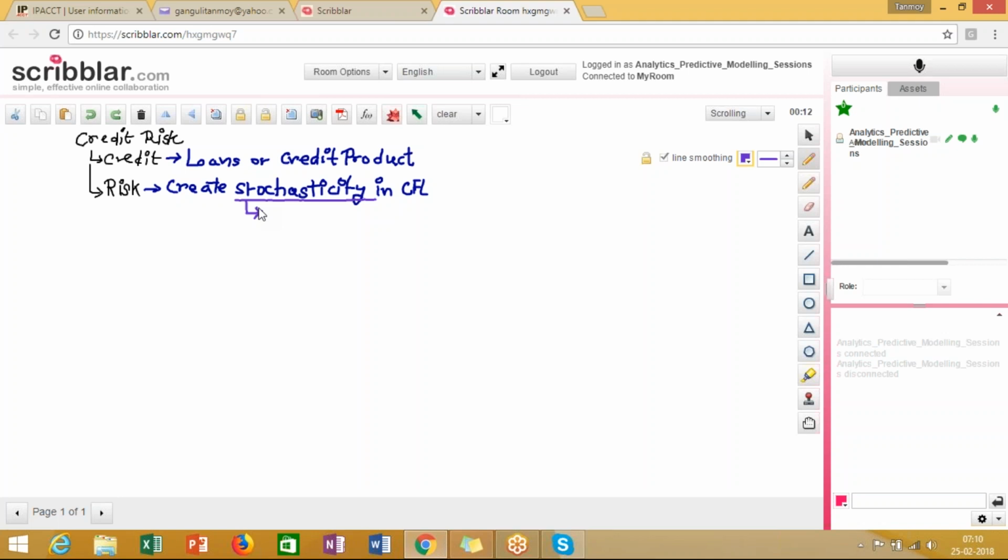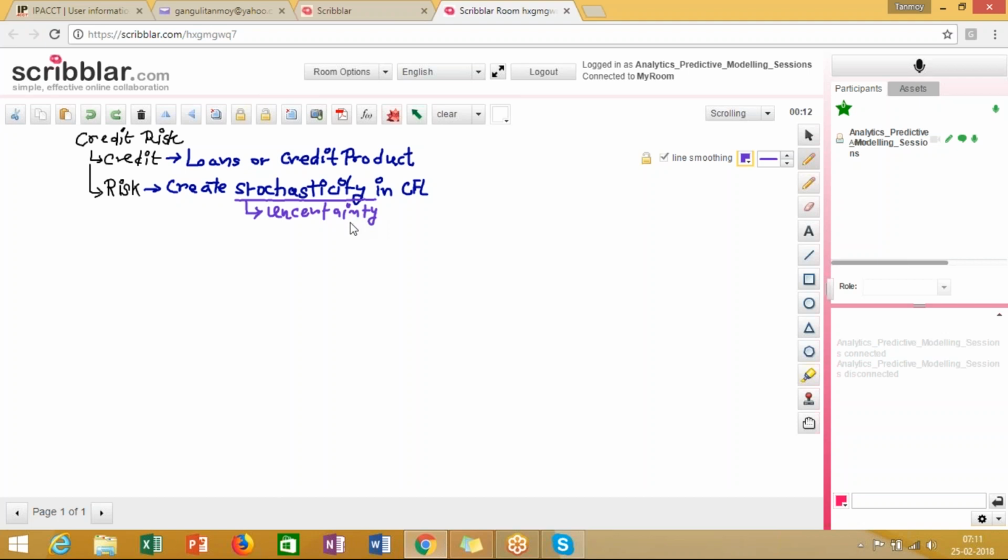So that is the reason why there can be multiple possibilities, and each of the possibilities will have certain chances of occurrence, and that is why we say that risk creates stochasticity, or talking about it in a very simple term, uncertainty in the cash flows. It creates uncertainties in the cash flows. Uncertainty in the cash flow, right? So there is credit risk.